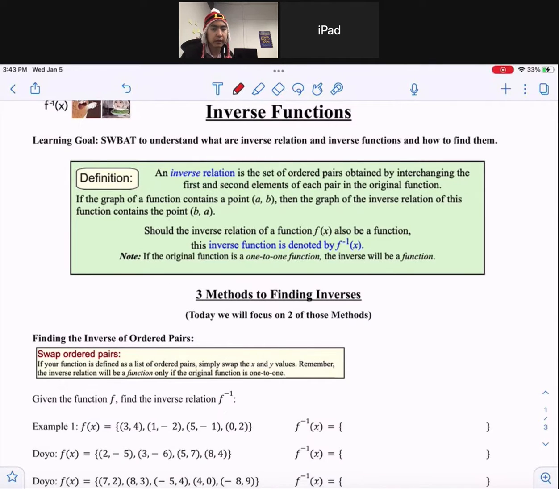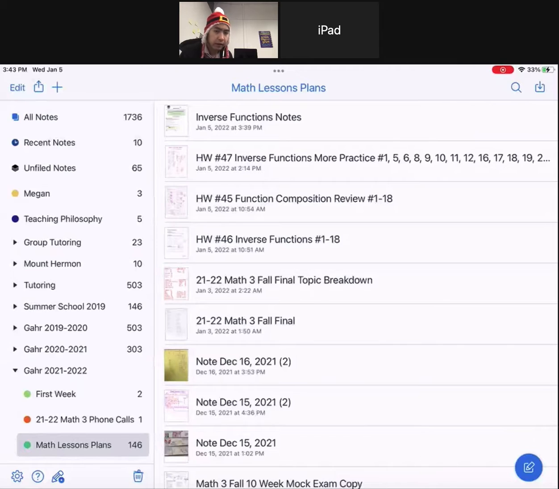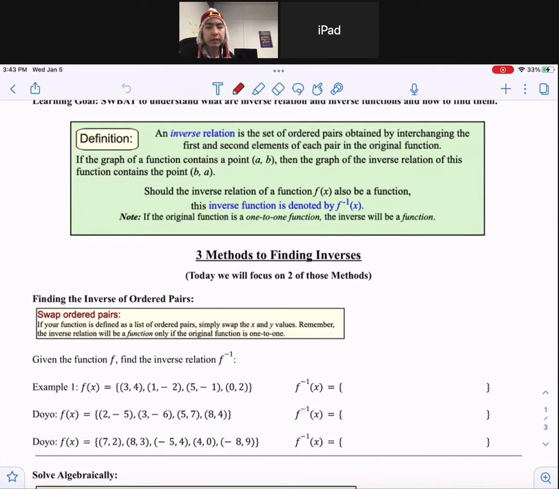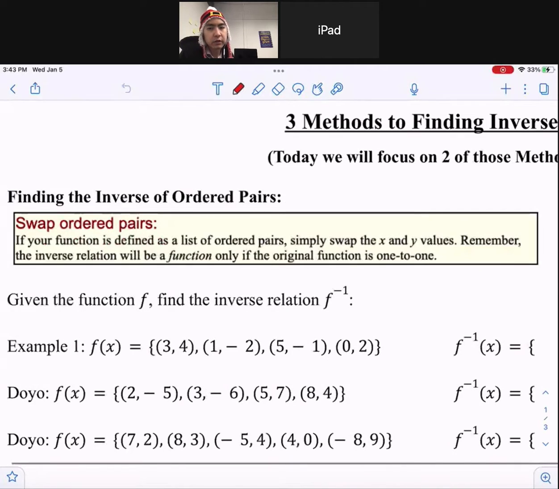So the first one is finding the inverse of ordered pairs. To do that, you guys have to swap the ordered pairs. So if your function is defined as a list of ordered pairs, you simply swap the x and y values. And remember, the inverse relation will be a function only if the original function is one-to-one.